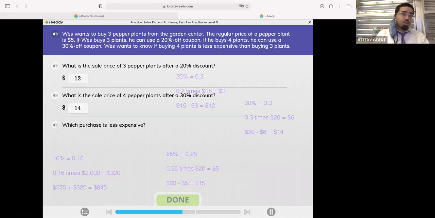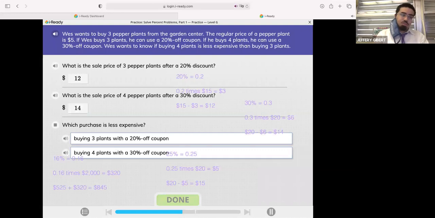All right. So which one's less expensive? Which purchase is less expensive, DeAndre? Yeah, the 3 plants. Why is it the 3 plants? Because it costs less. Yeah, that's correct. $2 less.